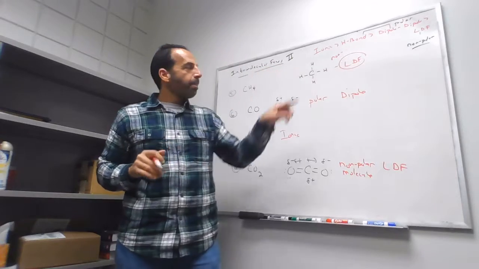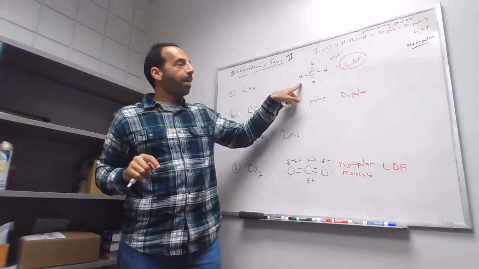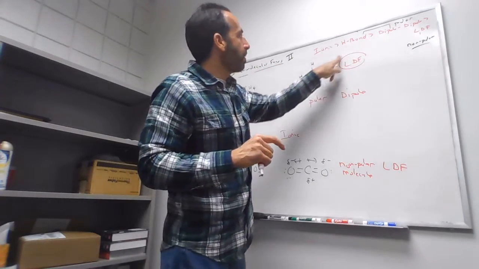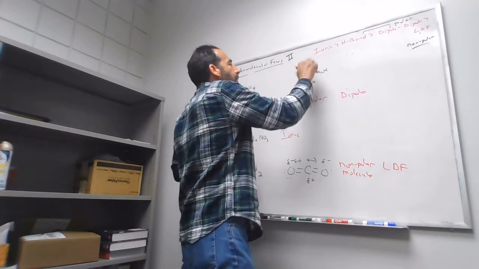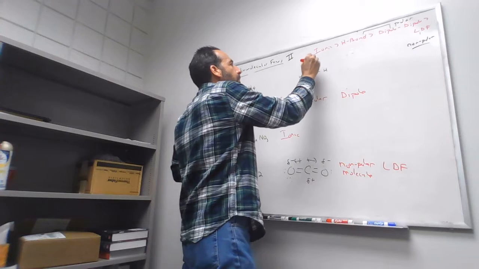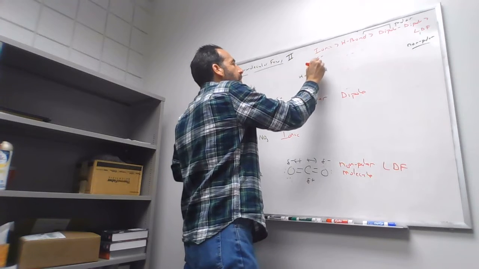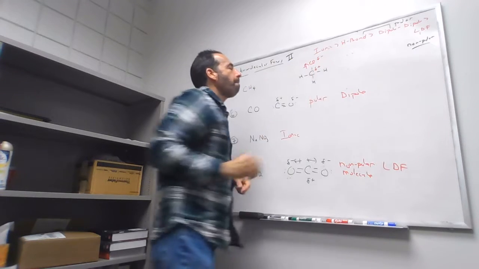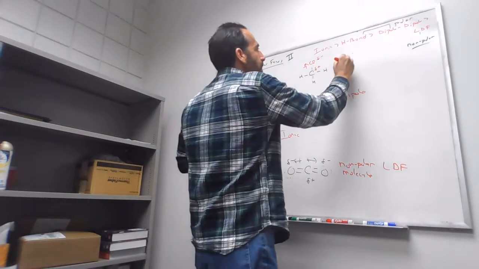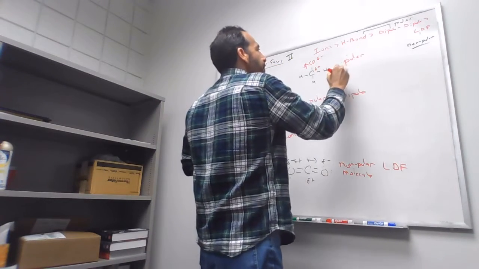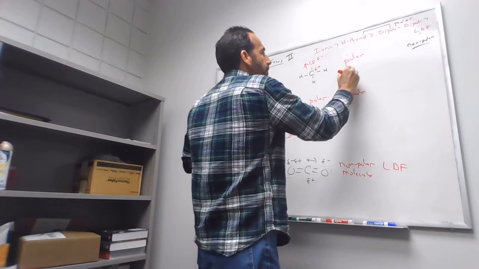One more thing with this. Say I changed this one right here. So I have methane. Say I changed it. Say I put a chlorine up there. So in this case right here, I've changed this to a polar molecule. Polar. And then it'll be dipole.